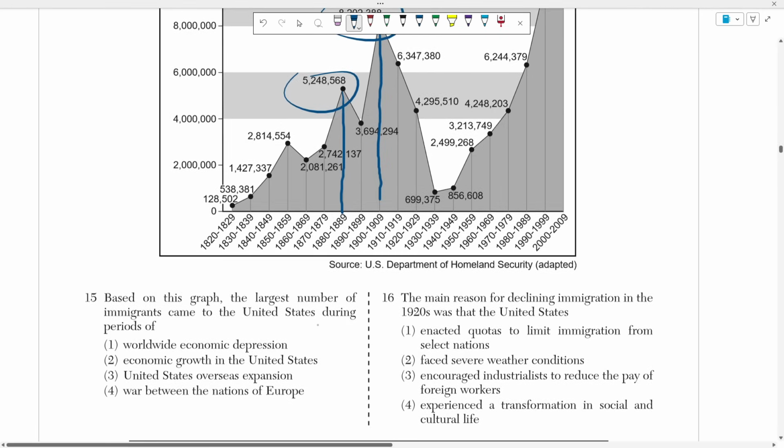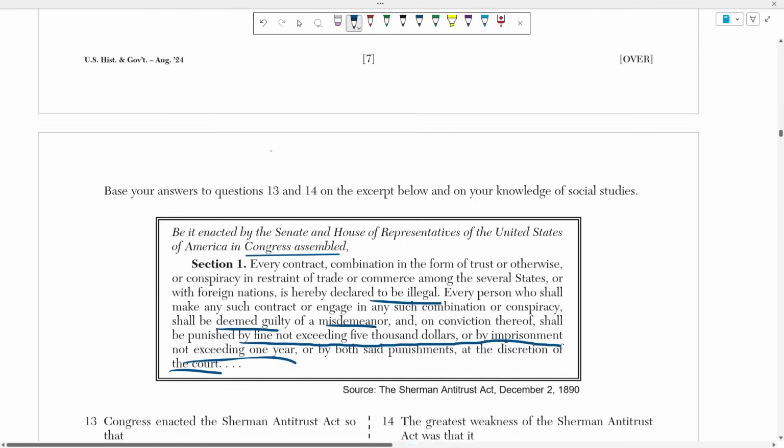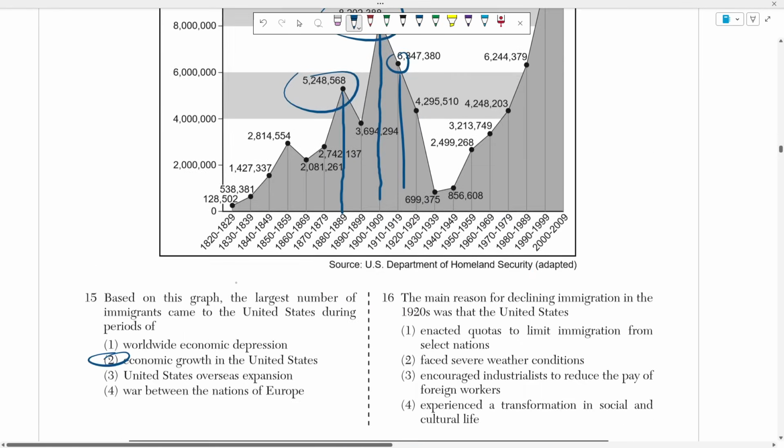So what's the common denominator between these time periods? Well, it's during economic growth in the United States, right? What happened during the 1910s to 1919s, right? It was the Roaring 20s. It was major economic growth. What happened during the 1880s to 1889? Well, these large trusts, U.S. oil, U.S. steel formed, and American exports grew very, very quickly.